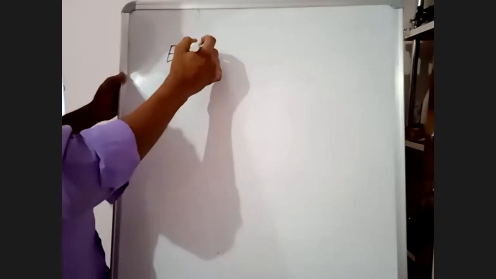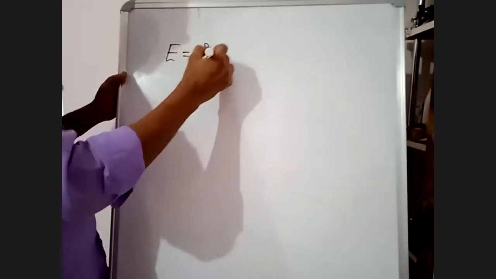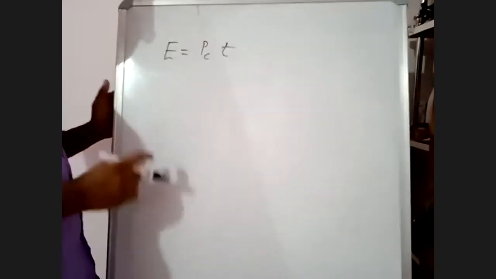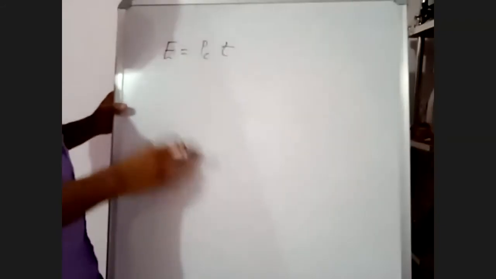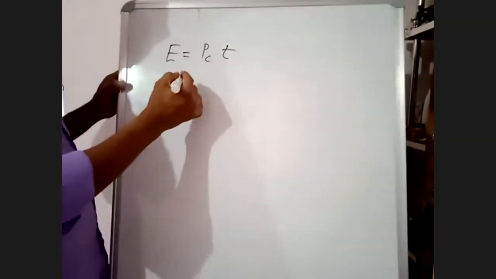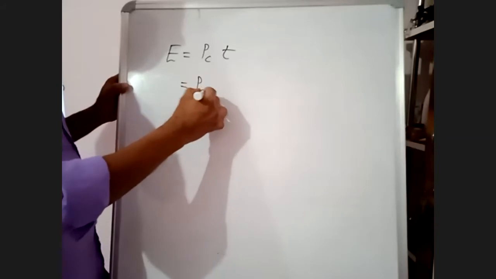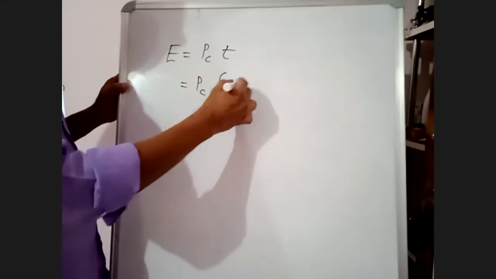Now I'll determine the energy in the capacitor. Energy in the capacitor is equal to power into time. Power in the capacitor into time. Because in the capacitor only electrical energy is stored. That is PC integral of P dt.